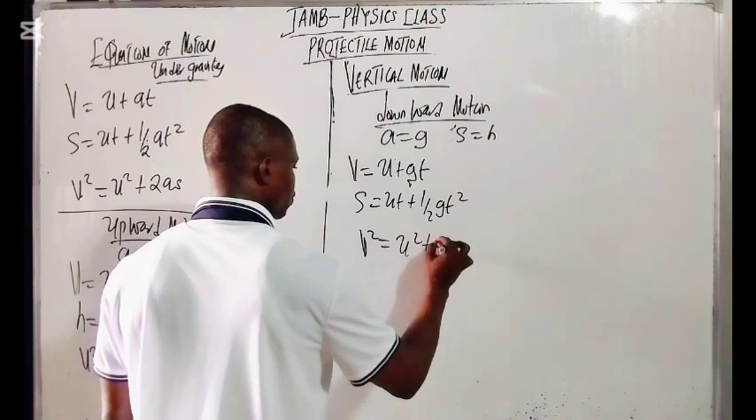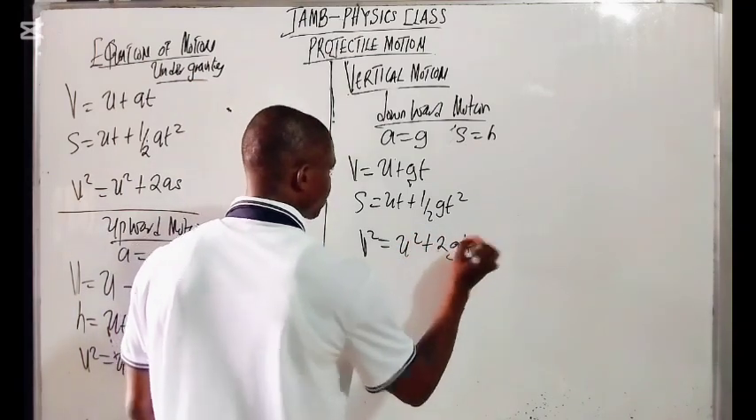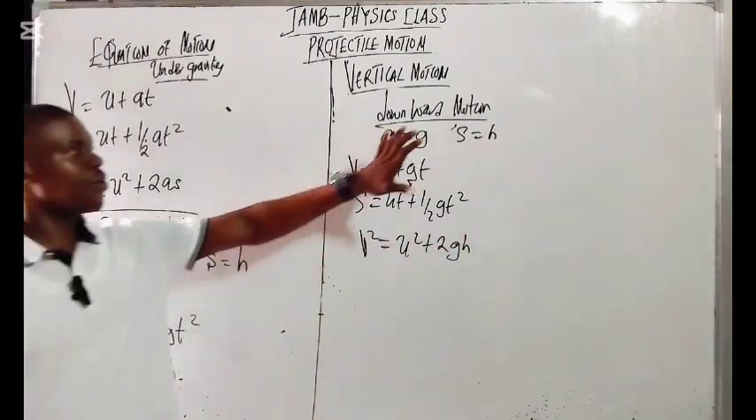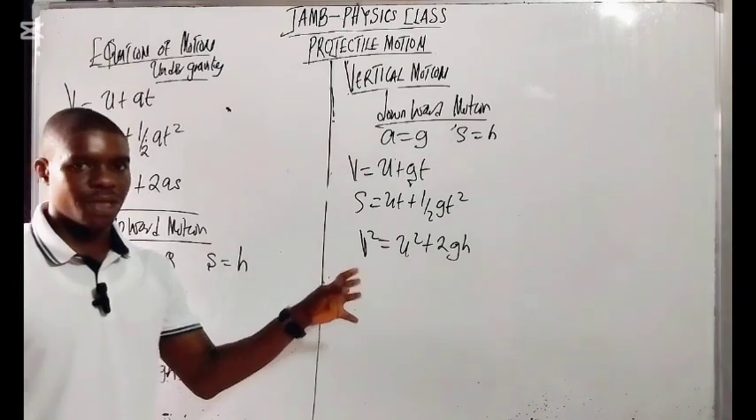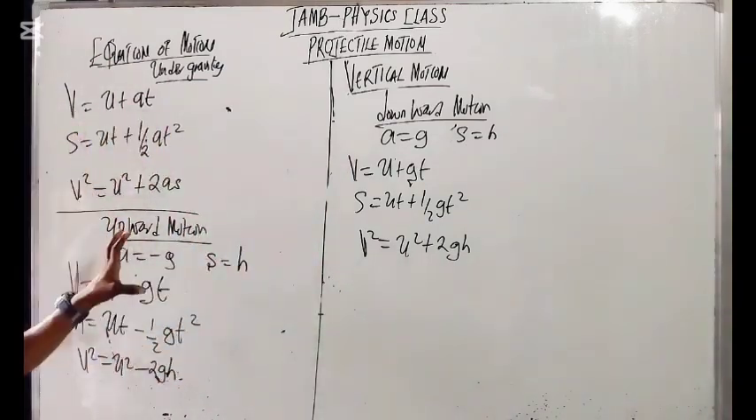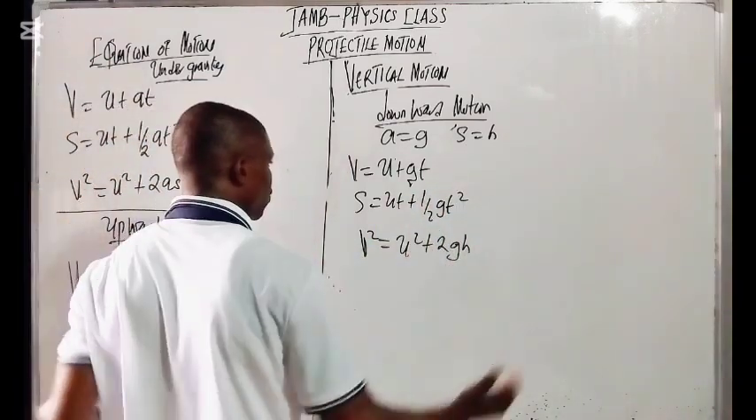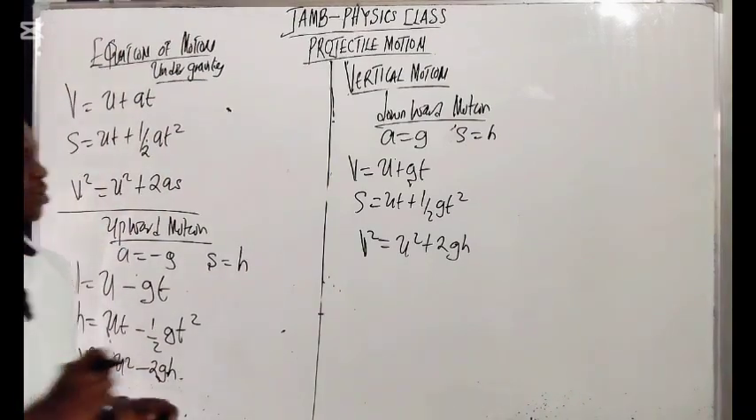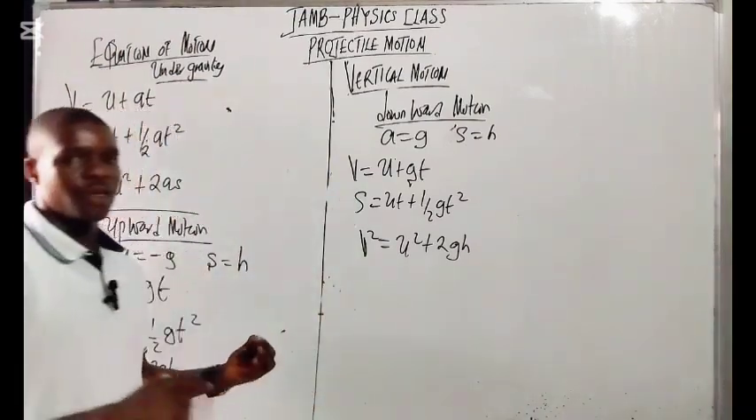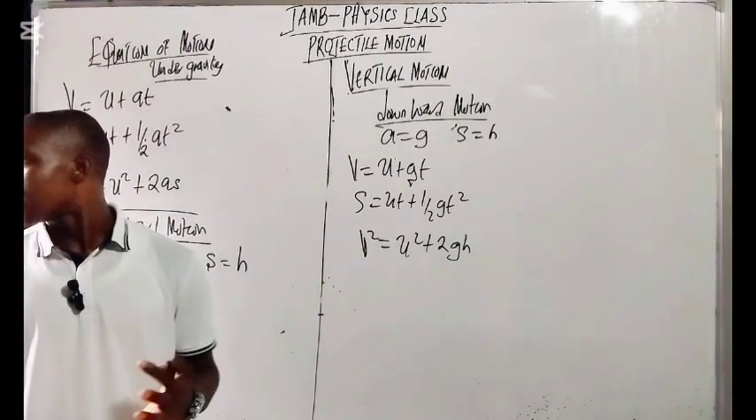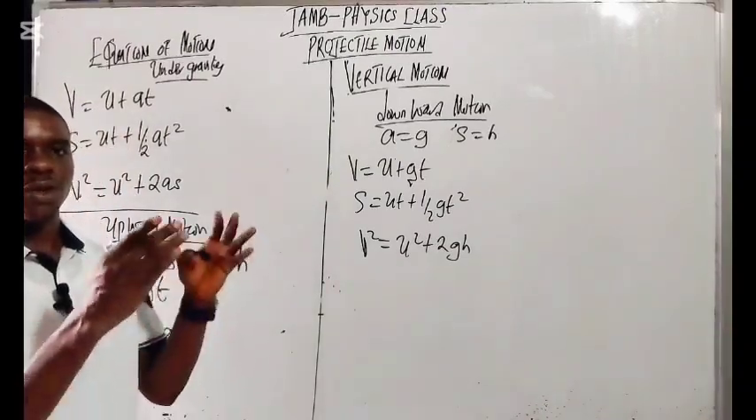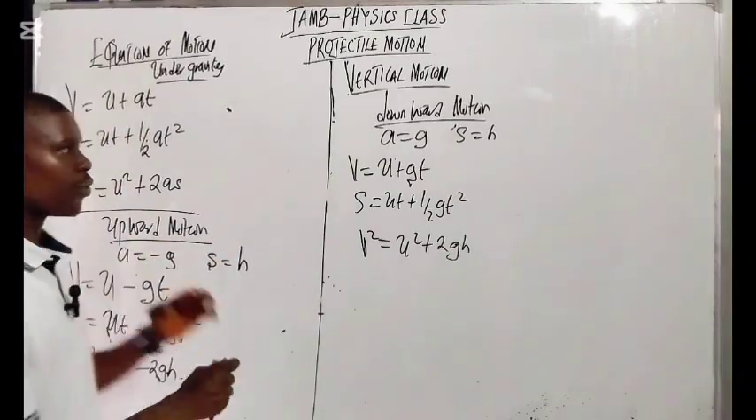U square plus 2GH. Do you see that? So you have to use all these ones in calculation. This is everything about vertical motion. So we have done the definition of projectile motion, we have done the horizontal motion, and we have done the vertical motion.